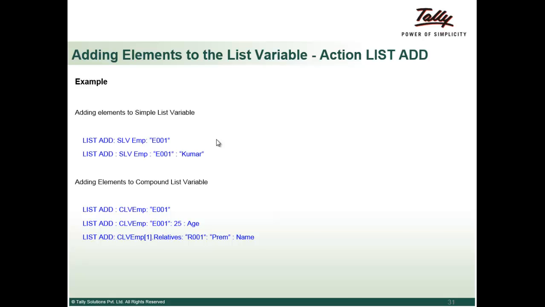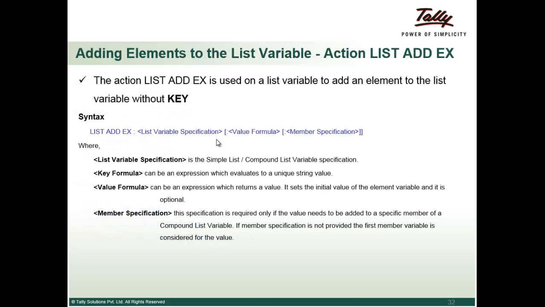So moving on to the next one. The next action we have is called list add x. We already saw the action list add, where we specified the key. Here there is an action called list add x, where you need not specify the key. Action list add x is used on a list variable to add an element to the list variable without a key.